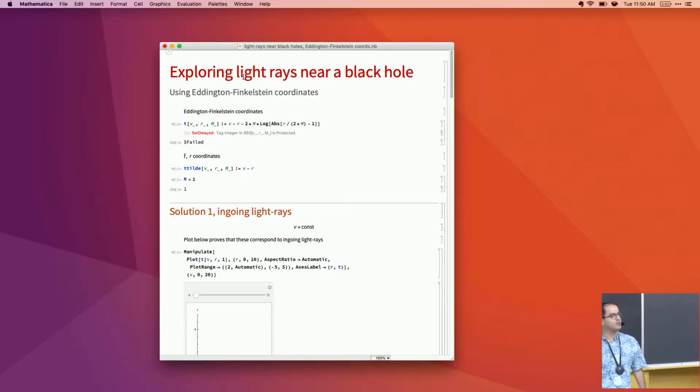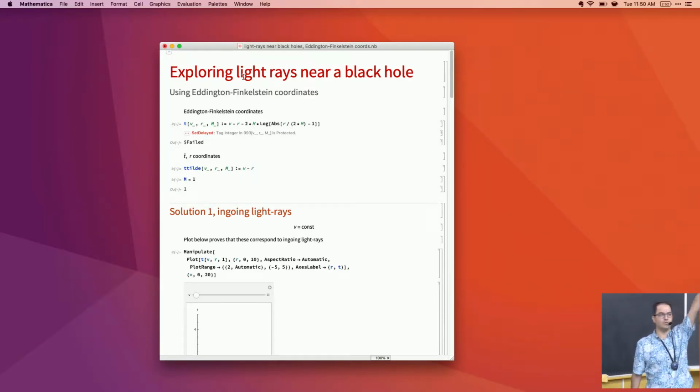By the way, who uses Mathematica here? Can you raise your hands? Almost, let's say half, perhaps two thirds, a lot of people. Who uses Jupyter notebooks? Can you raise your hands? Comparable. There seems to be a significant overlap. Right. So if you are interested in this notebook, I can share it.